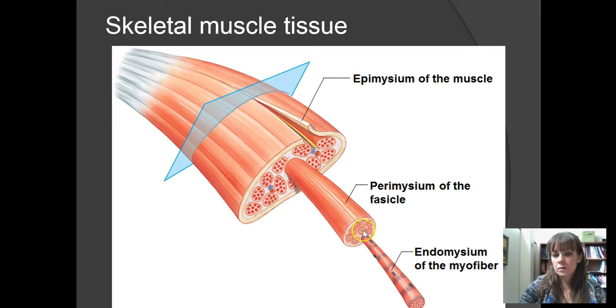Now here we have a bundle of muscle cells, a bundle of myofibers, and they have an additional wrapping of connective tissue called the perimysium, and that wraps up a bundle of muscle cells. To get to the level of the muscle, which is the largest level, we take several of these fascicles. We bundle them together and we wrap them in another layer of connective tissue, and that final layer of connective tissue is called the epimysium.